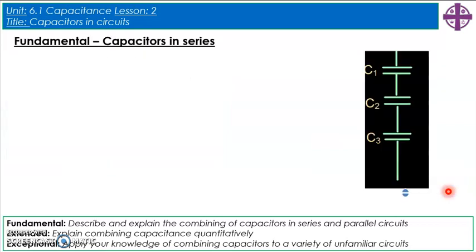To think about why capacitance acts like this in series, let's imagine this diagram here. So I've got 3 capacitors all connected in series. And this little blue dot here is an electron.